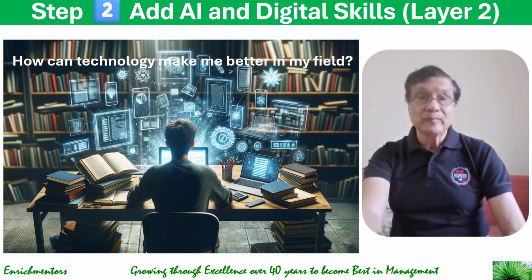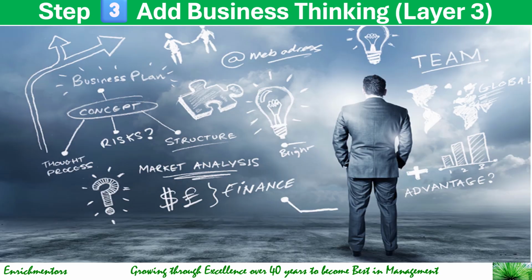Then you add business thinking. Layer three helps you think at a higher level. You learn strategy, market analysis, risk thinking, financial impact, and systems thinking, and this will transform you from a worker to a decision maker. Here you can learn from ideas influenced by thinkers like Peter Drucker, who help build strategic perspective. So add business thinking in the third layer.